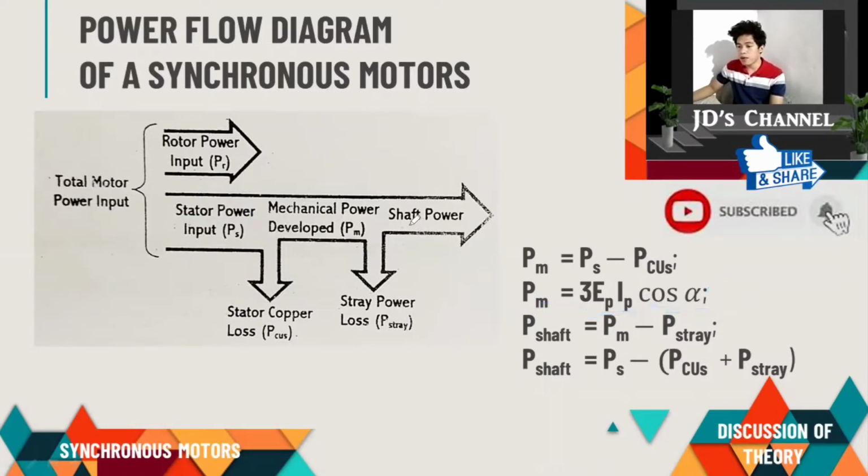So the next, the power in shaft. Shaft power is equals naman dito sa ating PM minus, ngayon nagkaroon ng losses ulit, that is yung ating stray power loss. So ang matitira na lang is what we call yung ating shaft power. And shaft power is also equals to yung ating PS, yung pinakauna. Pag binawasan natin ang stator power input ng dalawang losses na to, yung ating stator copper loss at yung ating stray loss, ang matitira lang talaga is yung ating shaft power.